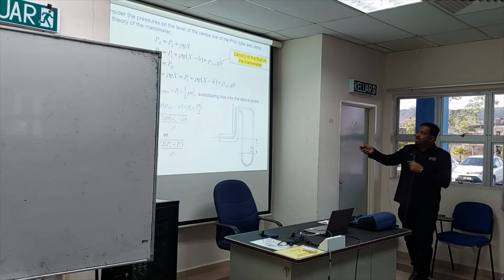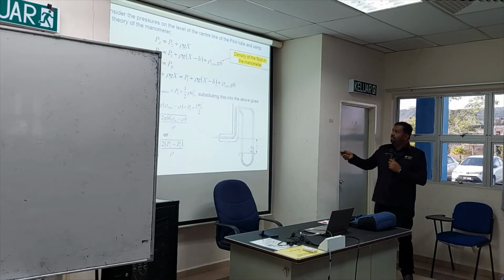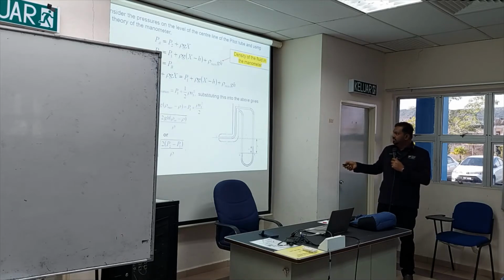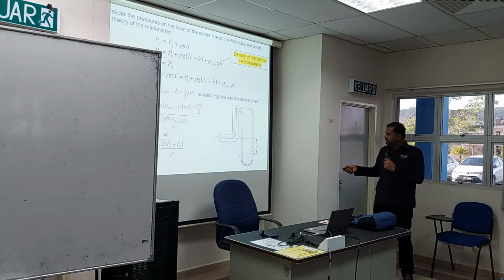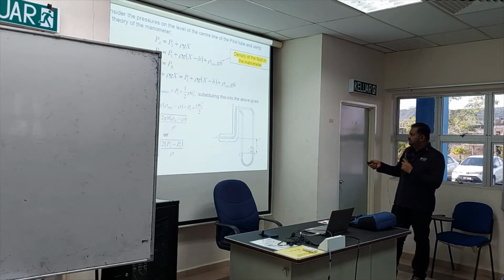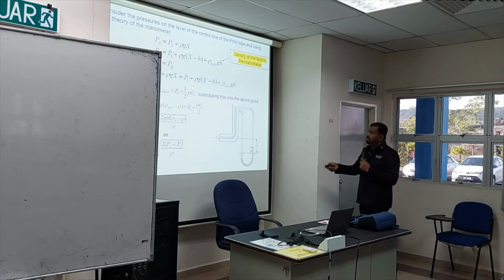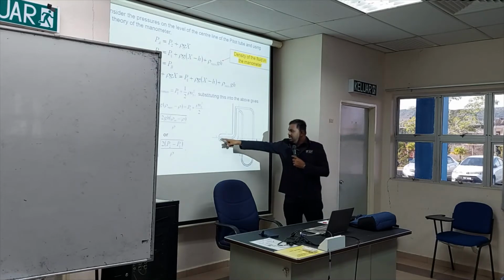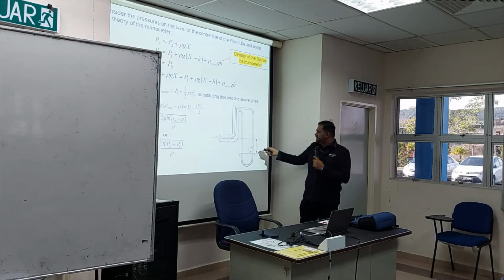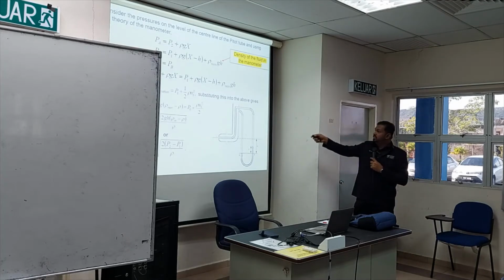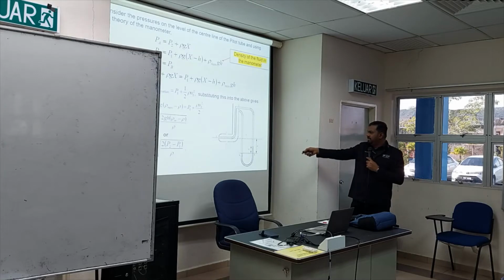Macam itulah you akan dapat equation ni. First you try to find for PA. So PA is actually P2 plus rho g x. Okay, so you just take from here lah, this side. So PA is P2. P2 is here. Okay, so kalau you tengok P2 adalah dekat sini. So the pressure 2 is here. P2 is here.